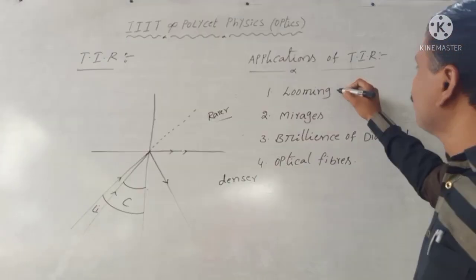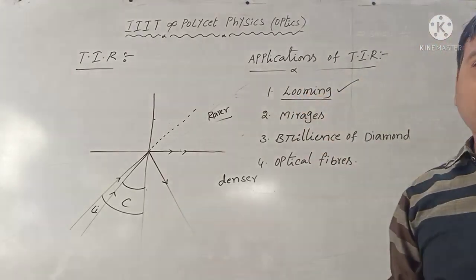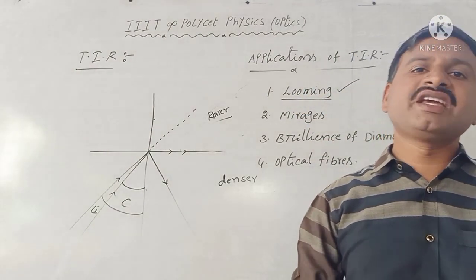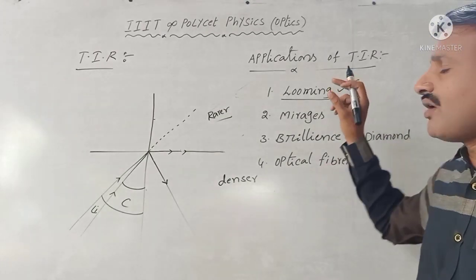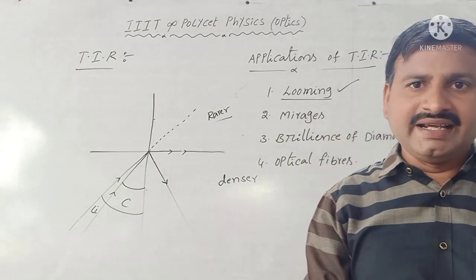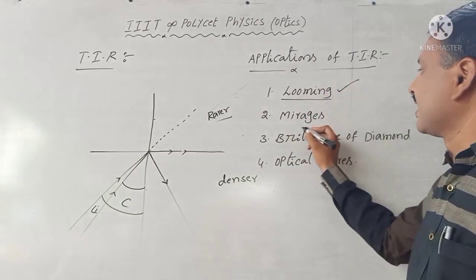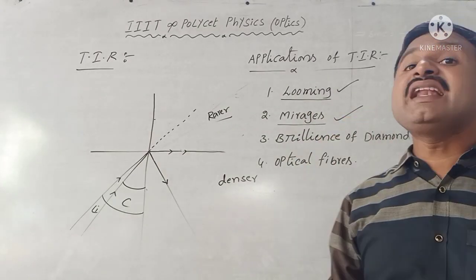First one is looming. Where is it formed? Looming is one of the examples of total internal reflection. Looming is formed especially in cold countries. After that, second one is mirages.